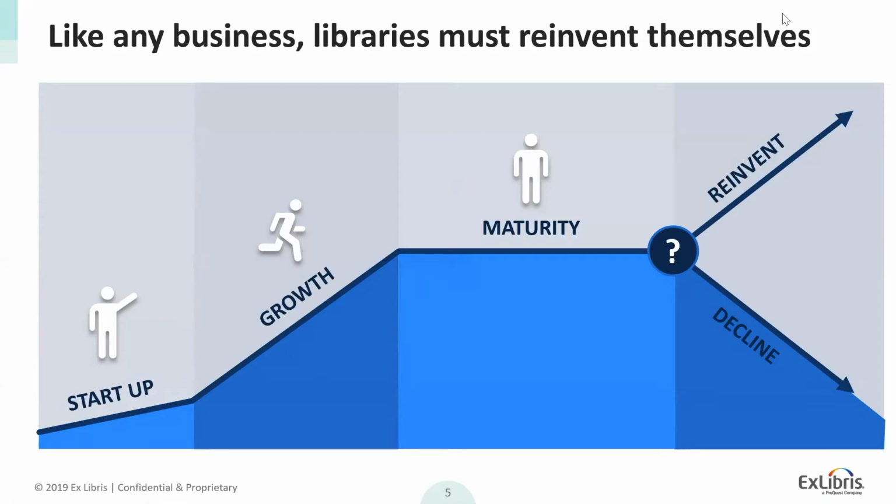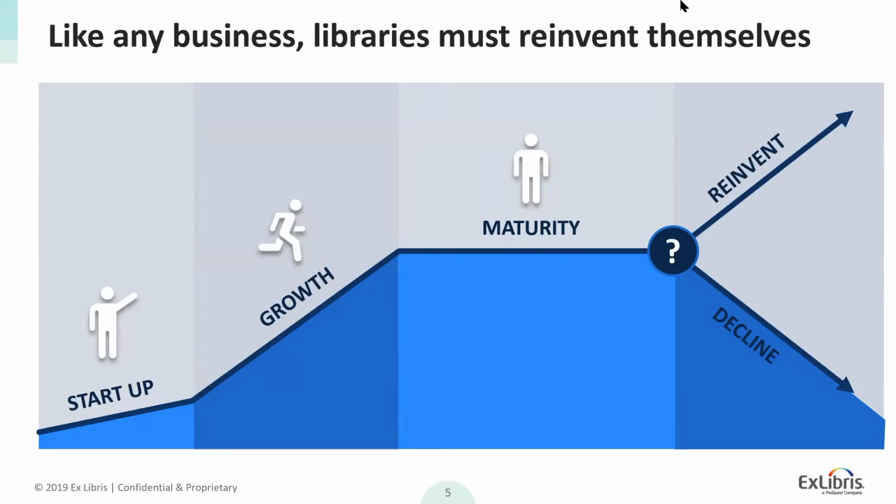So any business goes through a natural curve from a startup to a growth phase to a level of maturity. And then it reaches a point where it has to decide whether or not it can reinvent itself to continue to remain relevant or move on to decline. And libraries are like any other business in that every once in a while we reach a point where we have to make that same decision.